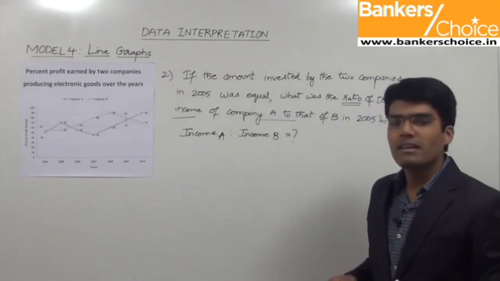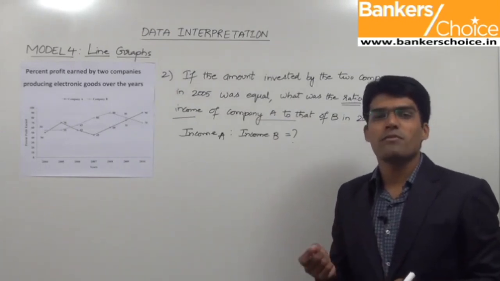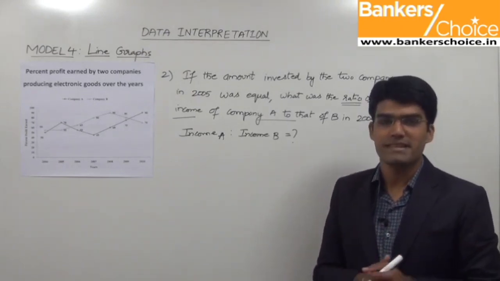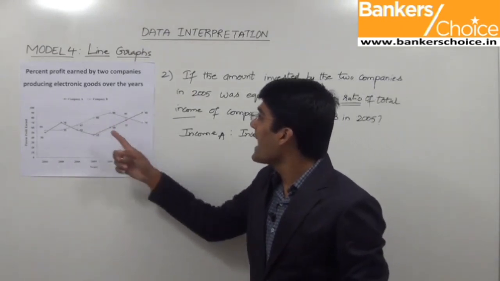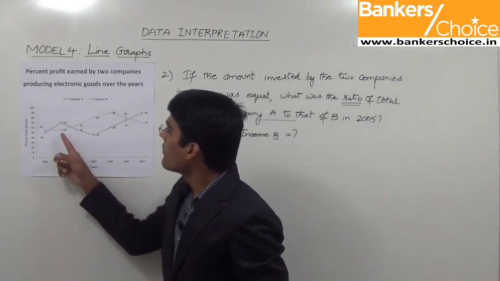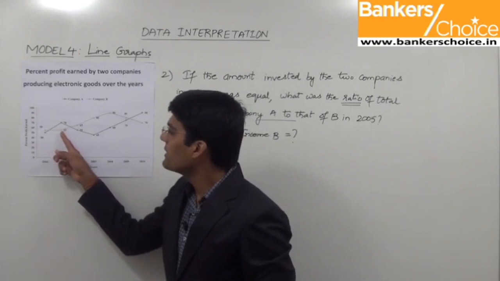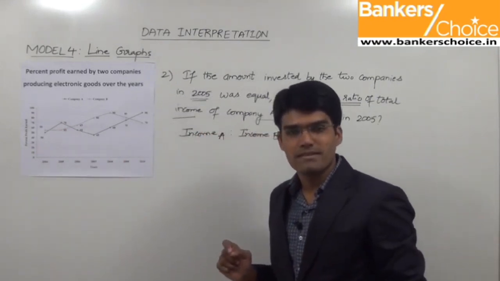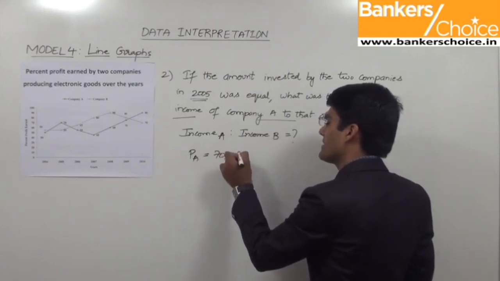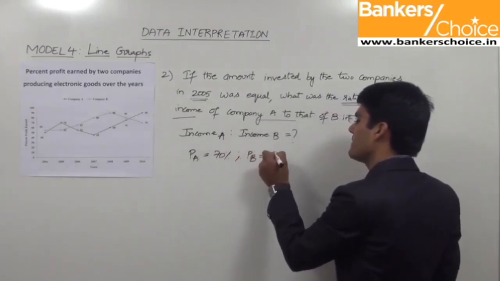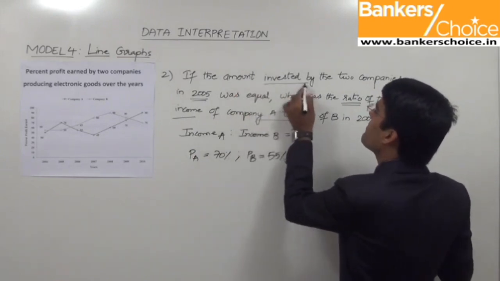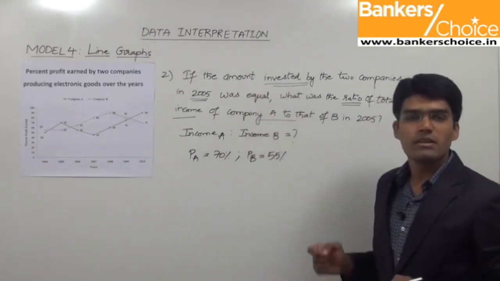But in the question here, neither the profit of A nor the profit of B has been given. So we need to solve this question based on the concept of percentages. From the graph, we know that in the year 2005, the profit earned by company A was 70%. And the profit earned by company B was 55%. So let's understand that profit of A is 70% and profit of B is equal to 55%. And in the question it is given that the amount invested by the two companies was equal in 2005.